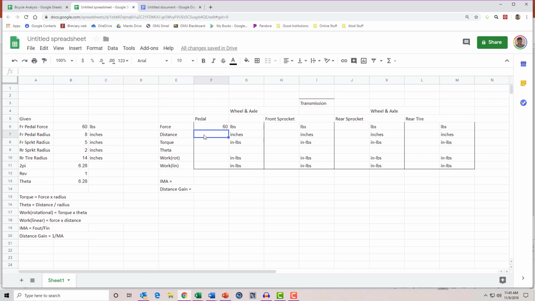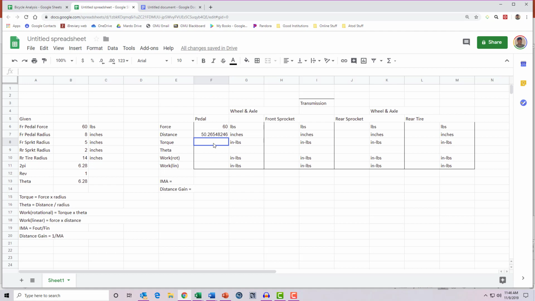And my distance, what I'm going to have to do is look at this equation. Theta equals distance divided by radius. So therefore, distance will equal theta times radius. So I'm going to say this equals theta times my radius. And the radius that I want is the radius of the front pedal. So I get that.